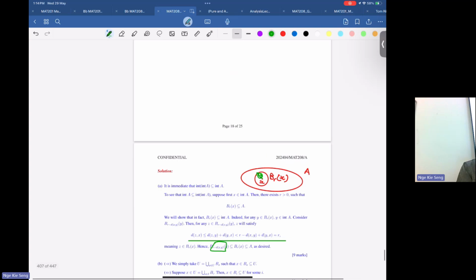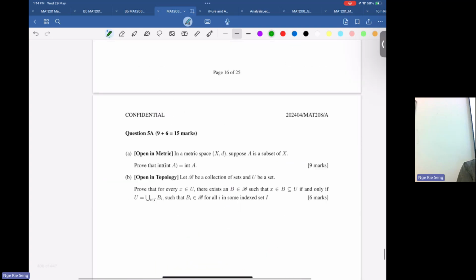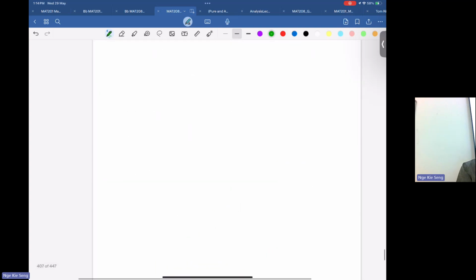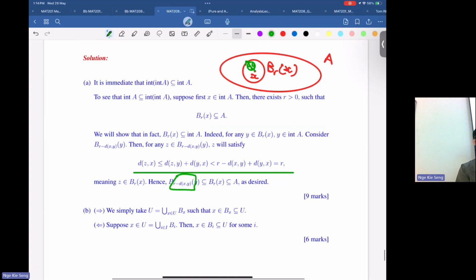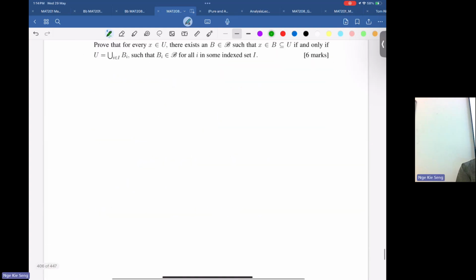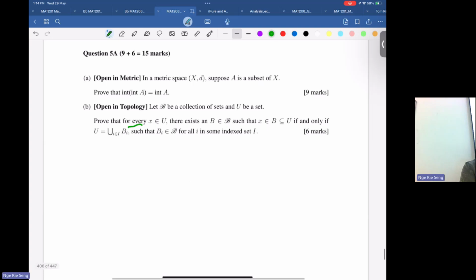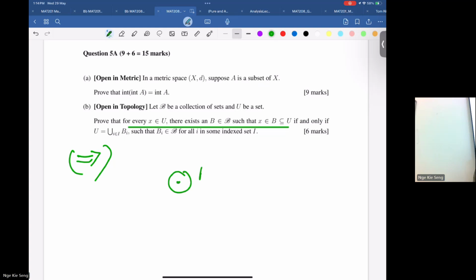Okay, part B. You see, the question is like two lines, and the answer is also only two lines. Let's do one direction first. Let's say for every point x in U, you can find a ball B such that B is contained in U. We want to show that U is the union of all these balls. How to show it?